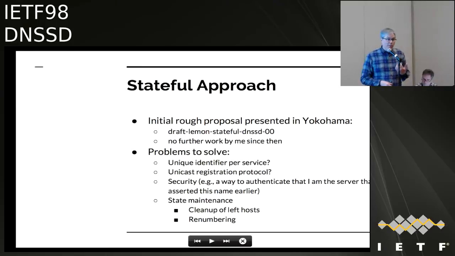So in order to fix that, there has to be a unique identifier, and this is something that's missing from mDNS. So if we wanted to solve that, we'd really need to have a new protocol for doing updates that includes some kind of unique identifier. And then another problem is, how do we do unicast registration?